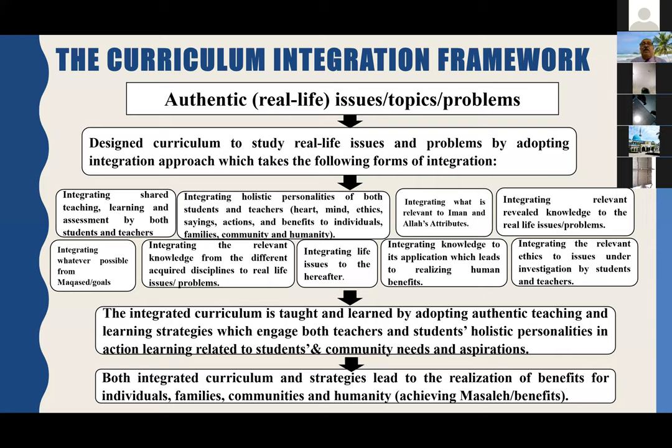Then we design the program or the curriculum by adopting integration, which takes the following forms. What are the forms of integration? Bear with me just to discuss very quickly these several aspects. Number one, integrating shared teaching, learning, and assessment by both student and teacher. When we develop the curriculum, we have to have a shared understanding regarding learning outcomes and assessment between the student and teacher.